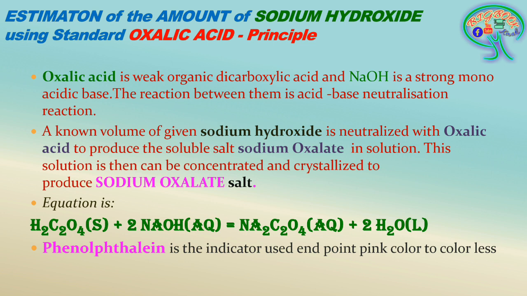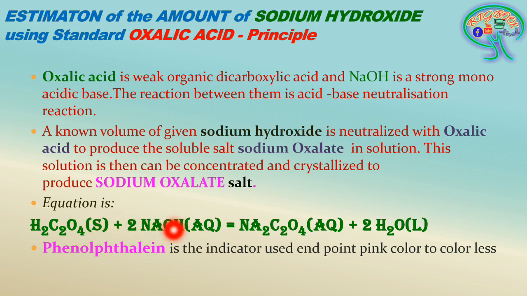As per the title of the experiment, sodium hydroxide is the unknown substance, or reactant, which will be neutralized with oxalic acid, which will be the standard substance. We know the normality of this particular oxalic acid. The end product, which we are going to get at the end of the experiment after the titration, can crystallize. This is the further explanation.